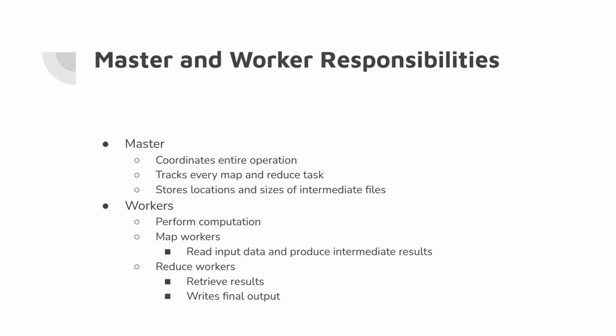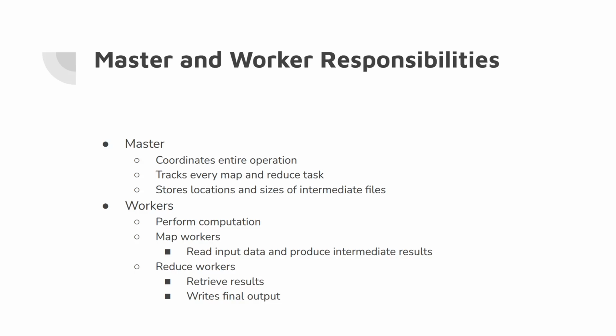The master coordinates the entire operation. It tracks whether every map and reduce task is idle, in progress, or completed. It also records which worker is responsible for each active task. When a map task finishes, the master stores the locations and sizes of the intermediate files it produced. It then forwards the information to the reduce workers.